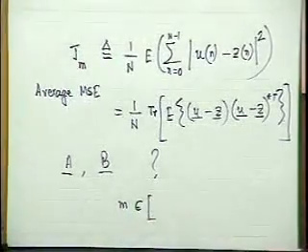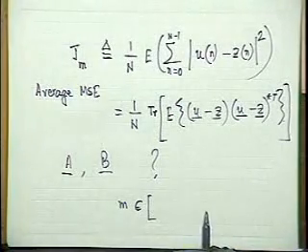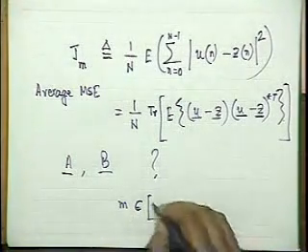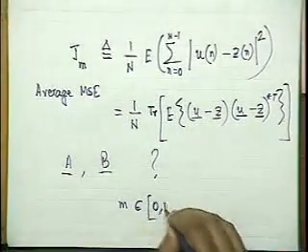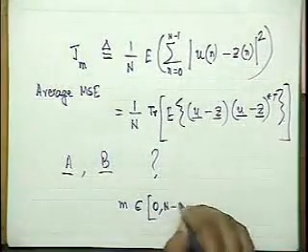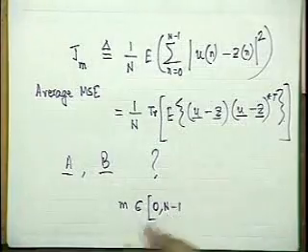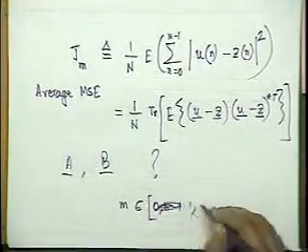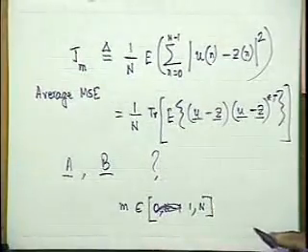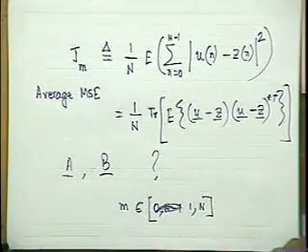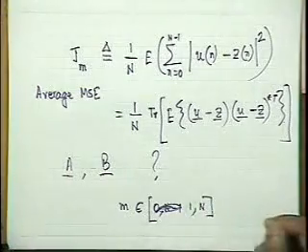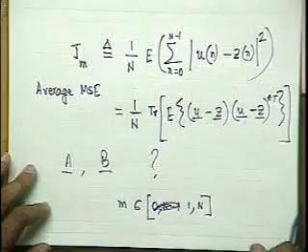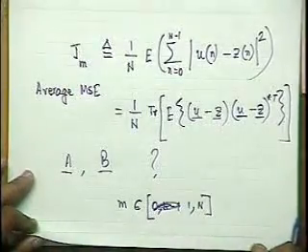And what is the range in which the value of m can lie? 1 to n, or rather you can say 0 to n minus 1. Since m is the number of samples that I am preserving, let me call it as m lying between 1 and n. Alright. Now, this minimization, as I told you the result already, is achieved by the K L transformation.